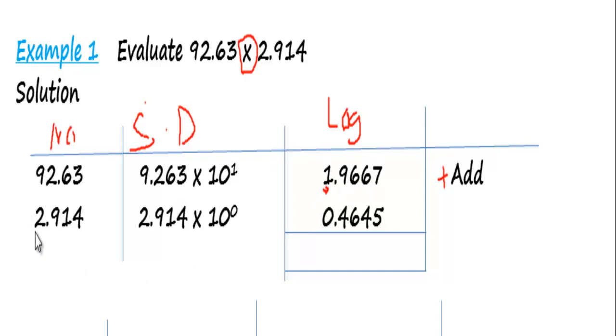Now let's do the standard form of 2.914. The standard form of 2.914 is 2.914 times 10 raised to power 0, because there is no character here. Are you getting it? So that's why we get 0 here.